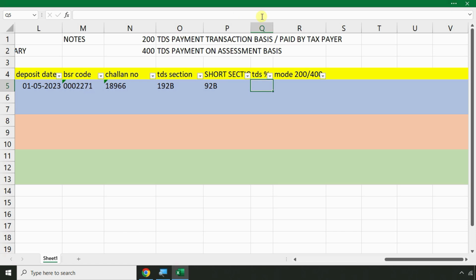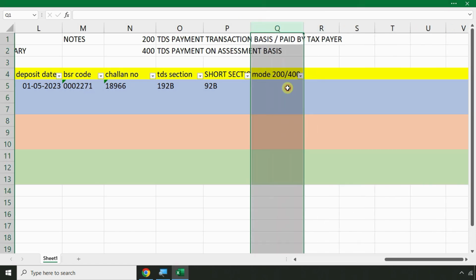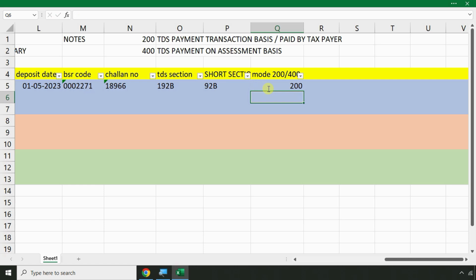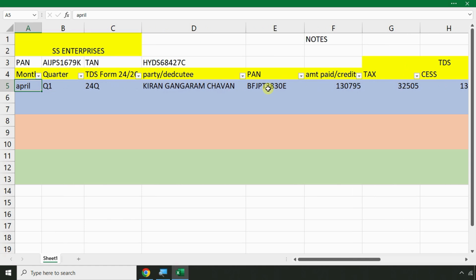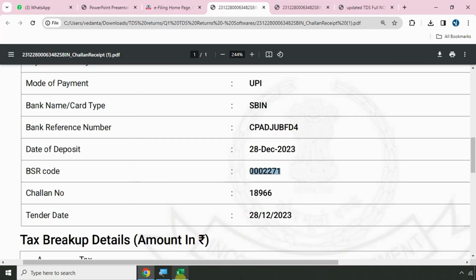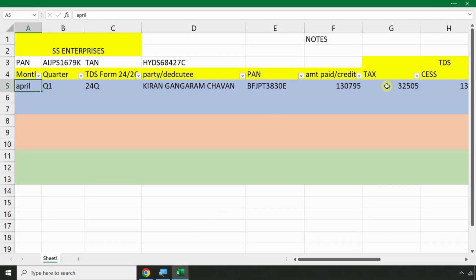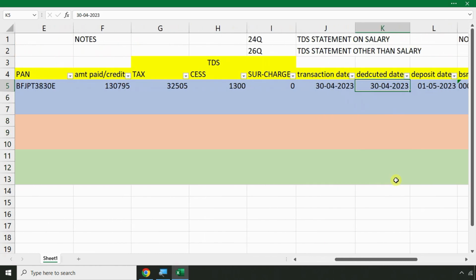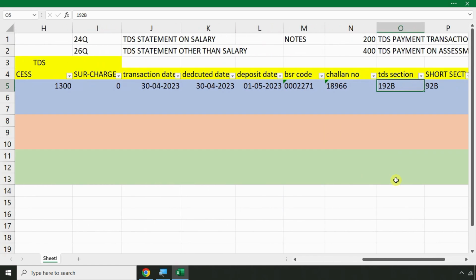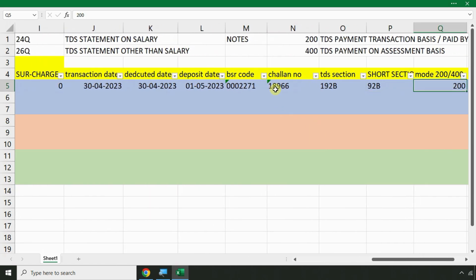TDS percentage column you can remove. Delete. Payment, regular payment, demand payment. Like this you should do. But companies deposit all employees' TDS at a time. Now I calculated only for one employee, so I paid. You calculate the total tax deposited, to come to know what is the total tax. Explain. So if you deposited all employees' amounts in one challan, you use the same challan number for every employee.